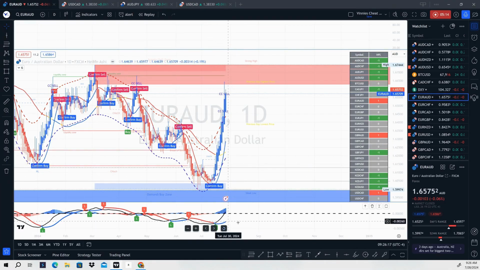The MACD is telling us that we're bullish. We can see that price is bullish. Okay, now the cheat code is telling us that we're going to have a pullback. So we got a cheat code sell signal.